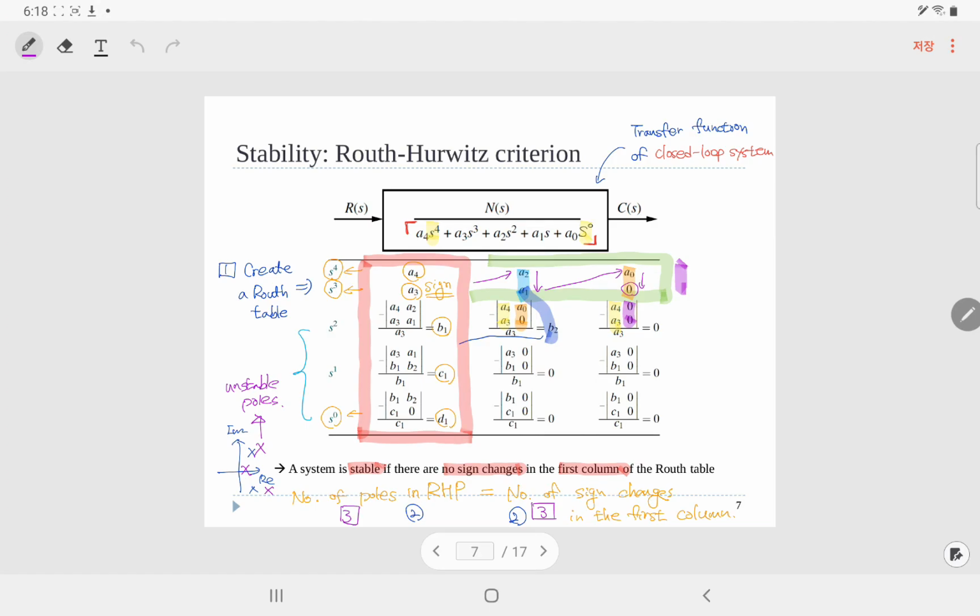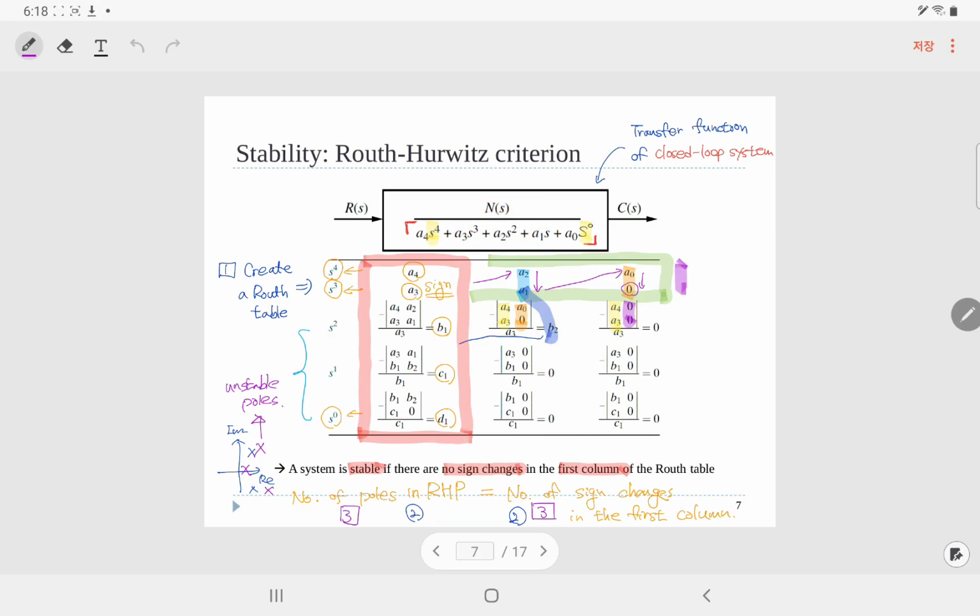일종의. 자, 그런 케이스에 어디에 해당하는지, 혹은 폴의 정확한 위치는 모르지만 오른쪽, 왼쪽, 허수축에 폴이 몇 개가 있는지에 대한 정보를 알아낼 수 있는 방법이 사실은 이 루스의 방법론이에요. 자, 이제 이그젬플 위주로 설명드릴게요. 클로즈 루프 시스템의 트랜스퍼 펑션을 일단 구했어요. 피드백이 있는 시스템의 클로즈 루프 트랜스퍼 펑션을 구했다는 얘기예요.